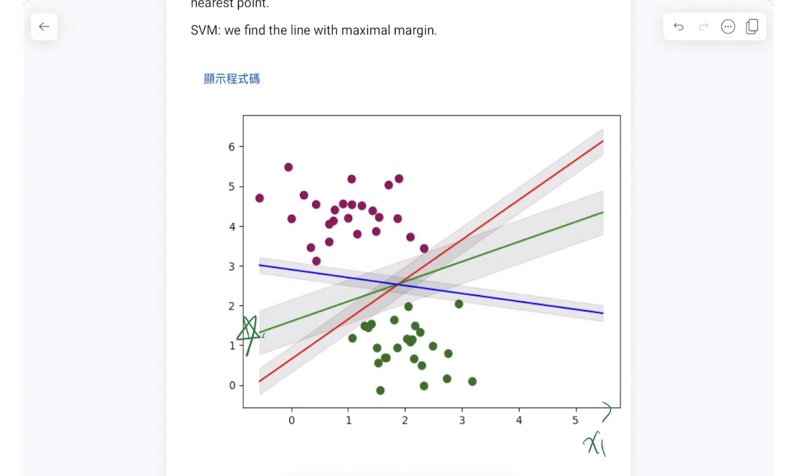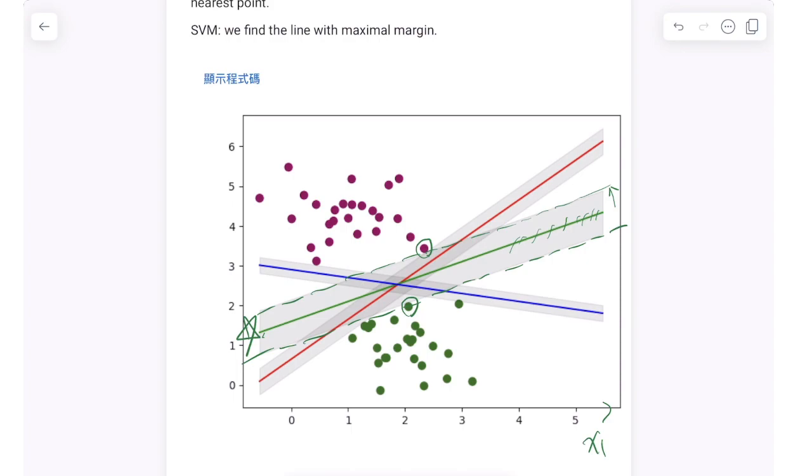If the green line right here is the boundary line, you can find another line right here, and you push this line toward one class, and here is another line. These two support lines: one of them will touch the data set on one side, and the other support line will touch the data points on the other side.